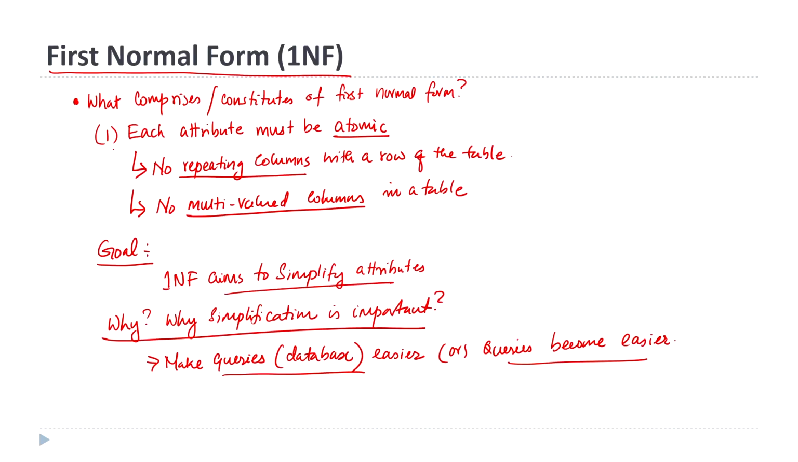Again, as I said earlier, the fundamental question is what constitutes the first normal form, and the rule is that each attribute must be atomic. Atomic means no repeating columns, no multi-valued columns. If these two conditions are satisfied, we can call it atomic, and the aim is simplifying, because it makes queries easy. So, let us talk about an example. Let us see a demonstration of how we can take care of this.